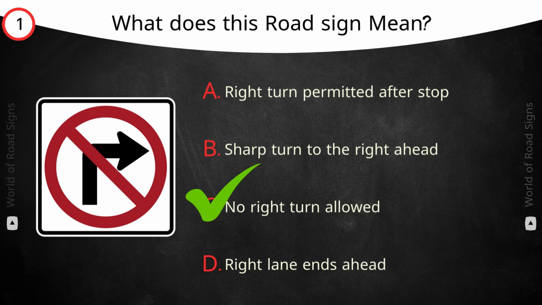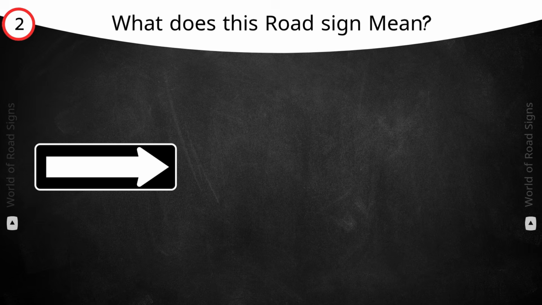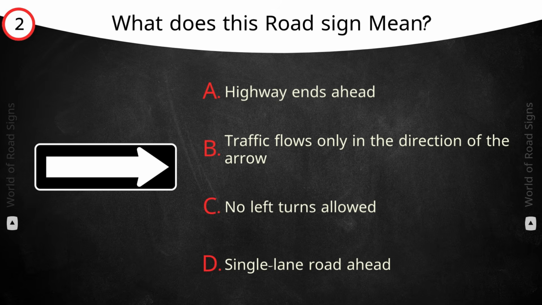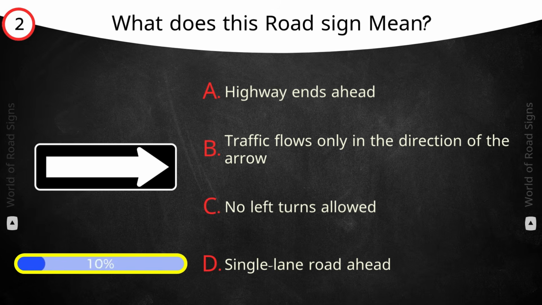Option C is correct. No right turn allowed. Question 2. This sign means: A. Highway ends ahead. B. Traffic flows only in the direction of the arrow. C. No left turns allowed. D. Single lane road ahead.